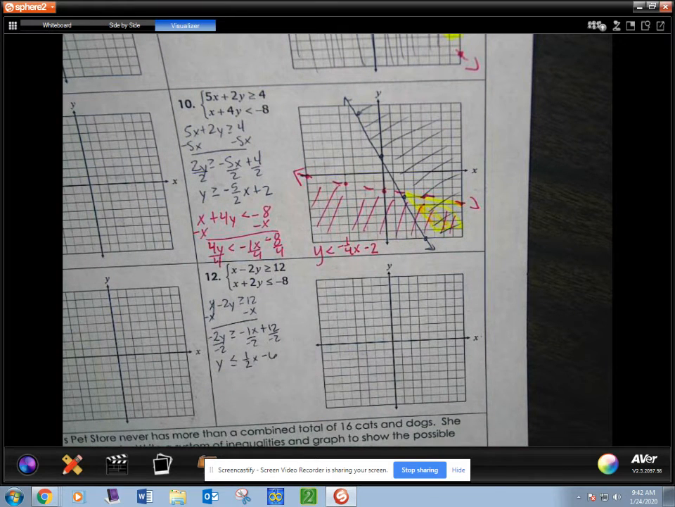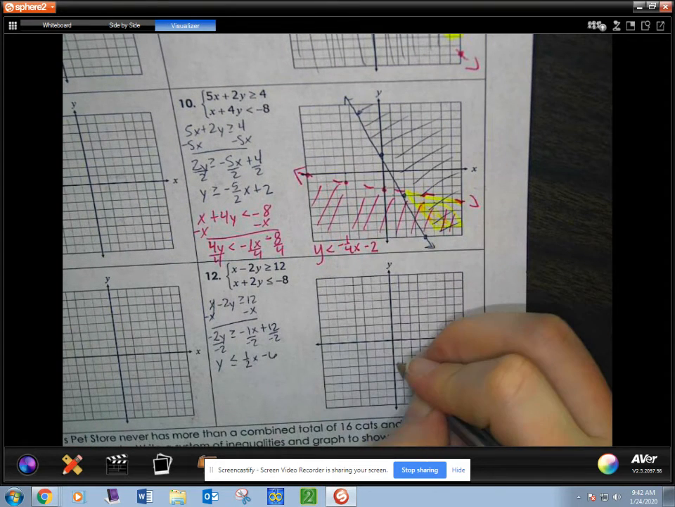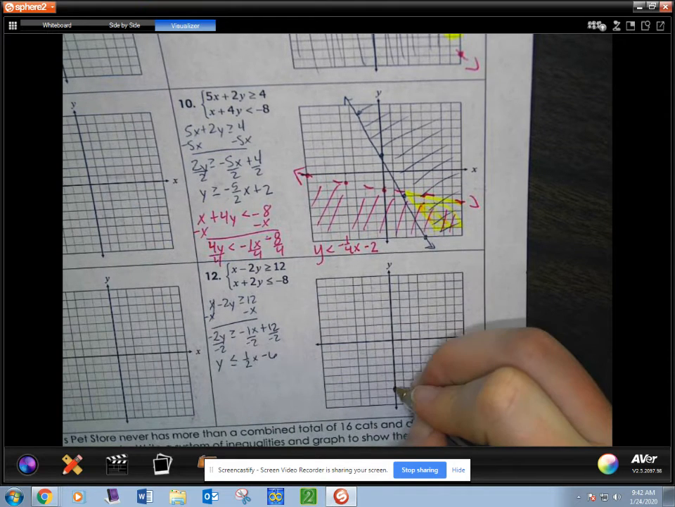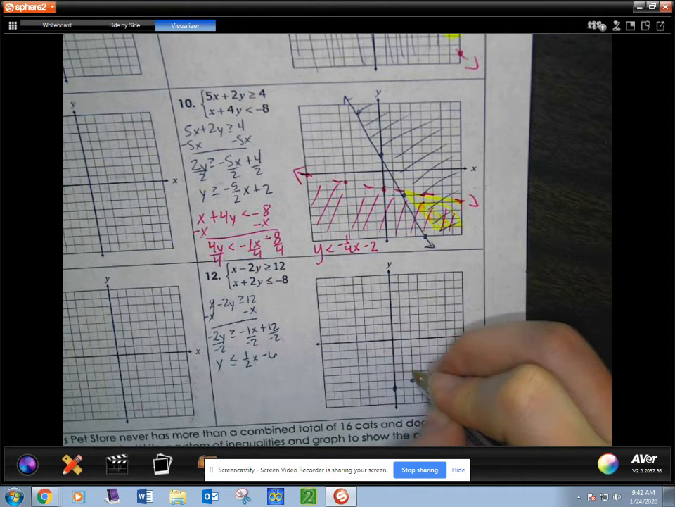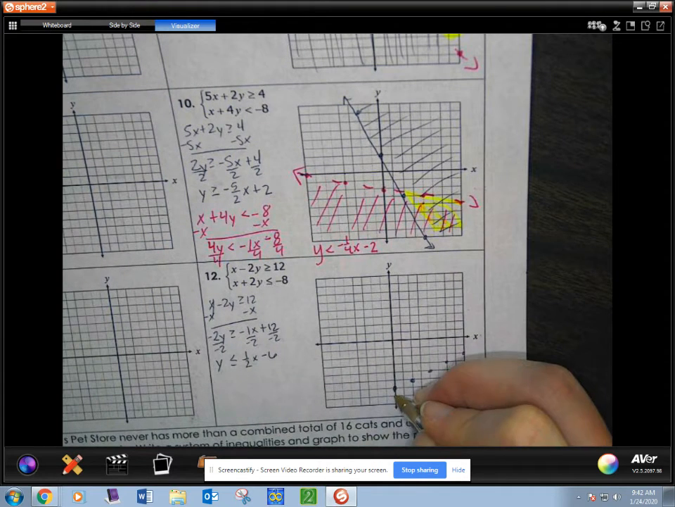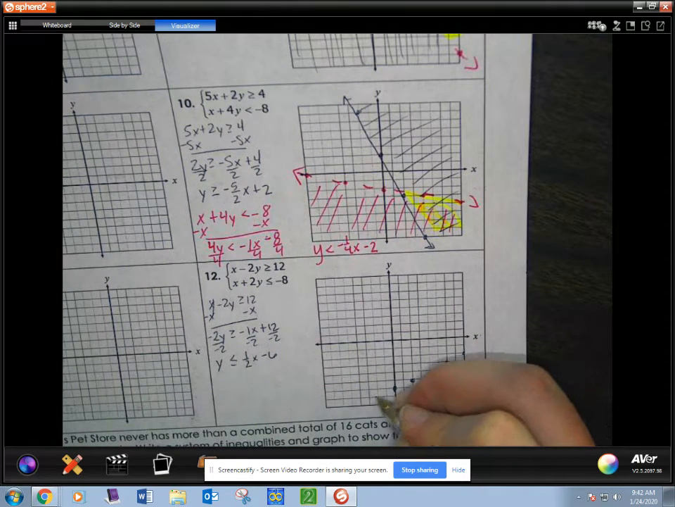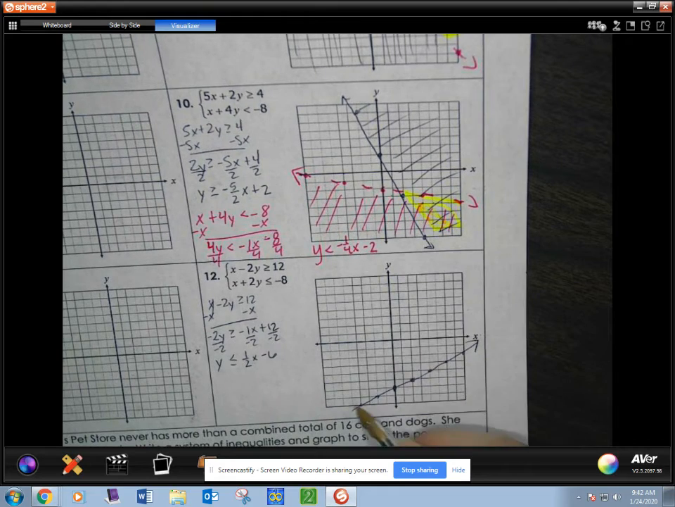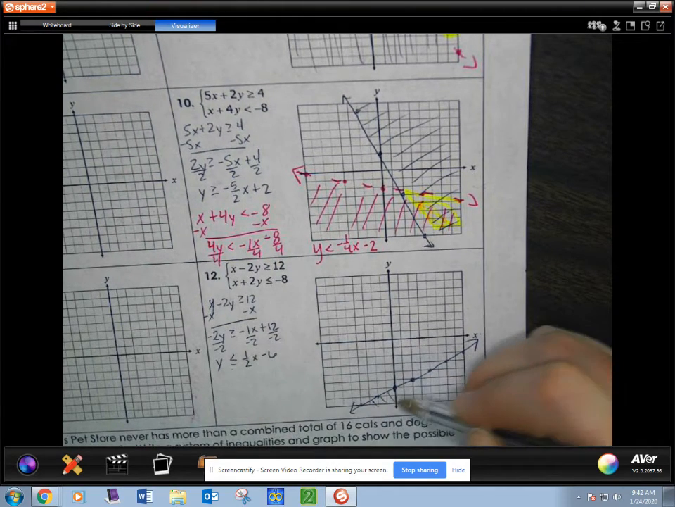Okay, so this one I would start at negative 6. And I would be going up 1, right 2, up 1, right 2, up 1, right 2, up 1, right 2, move down, go down 1, left 2 to reverse it. This would be a solid line, and I want to shade below because it's less than, so where you cannot walk.